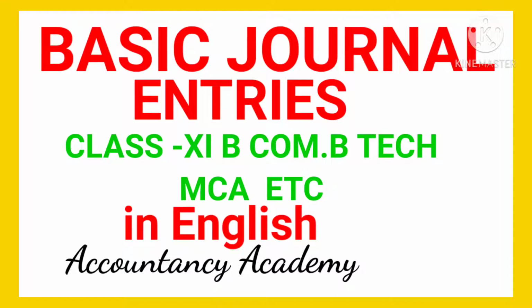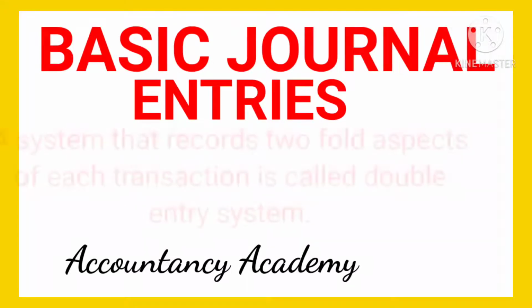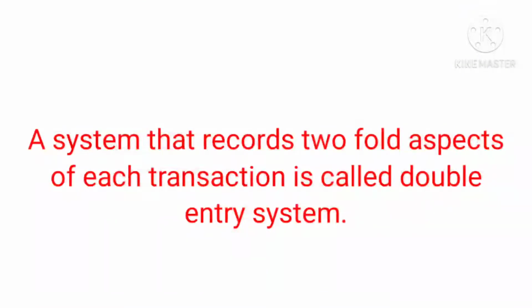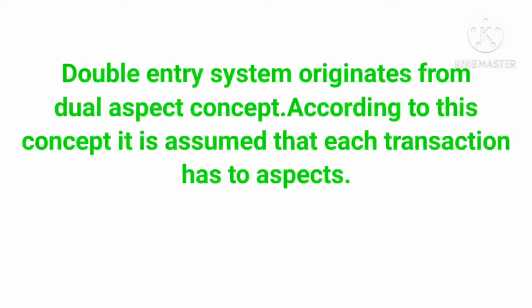All profit oriented units and non-profit oriented units are following double entry system. A system that records twofold aspects of each transaction is called double entry system. Double entry system originates from dual aspect concept. According to this concept, it is assumed that each transaction has two aspects.